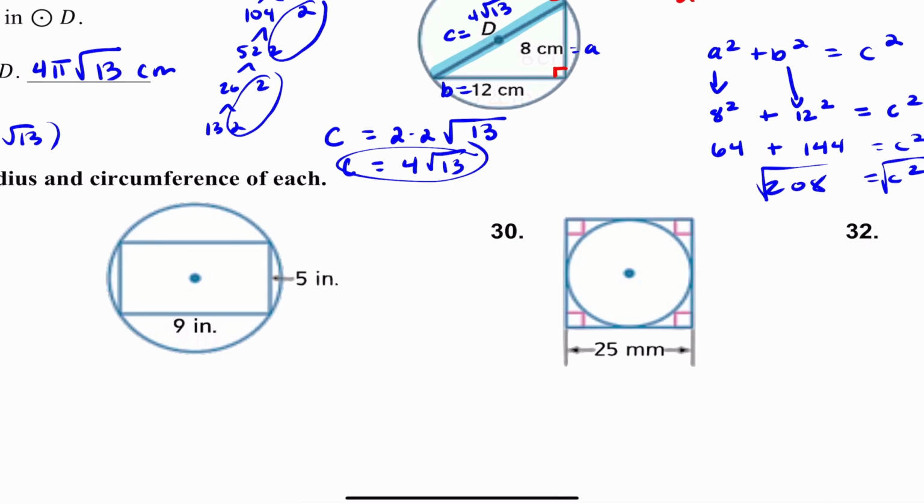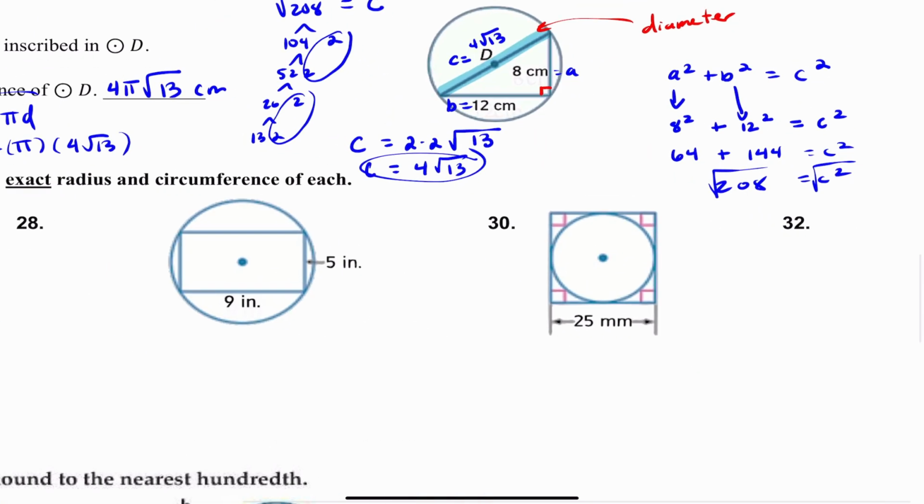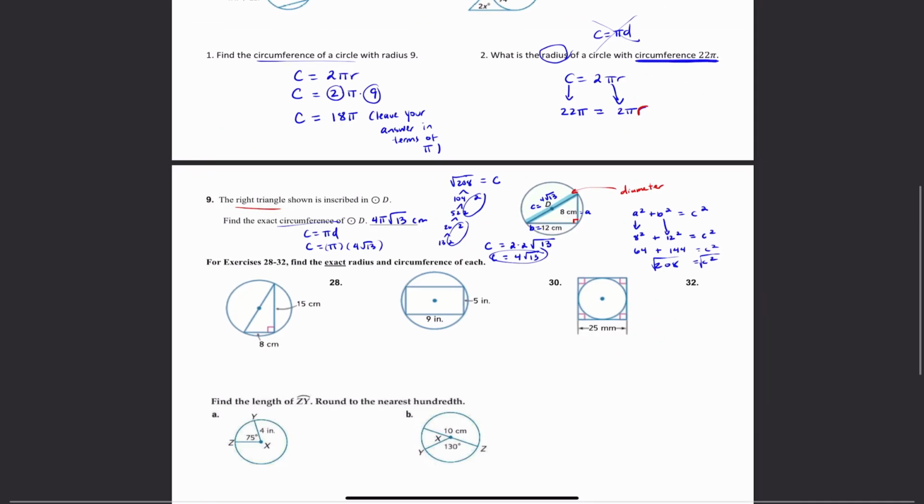And then with this one, okay, we have a square. This is 25. I hope, okay? By the way, I hope I didn't call this 30 just 2 seconds ago. This should be 32. Okay.